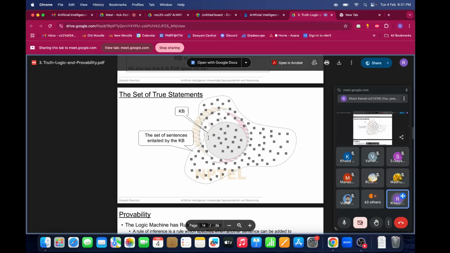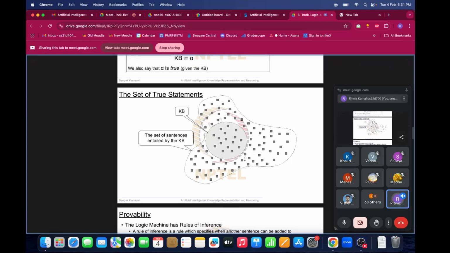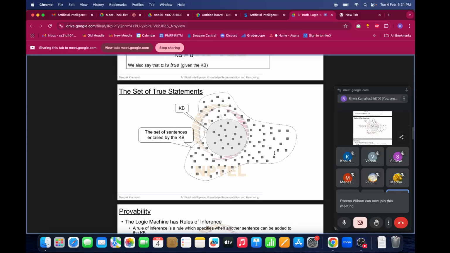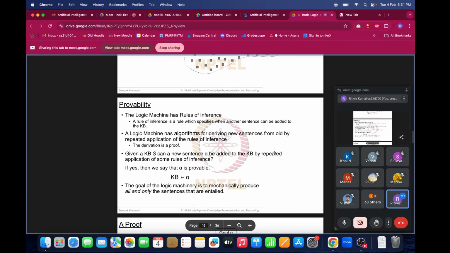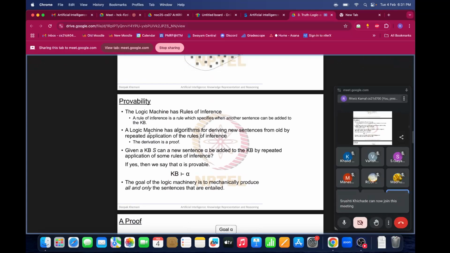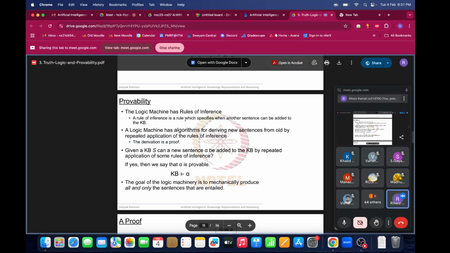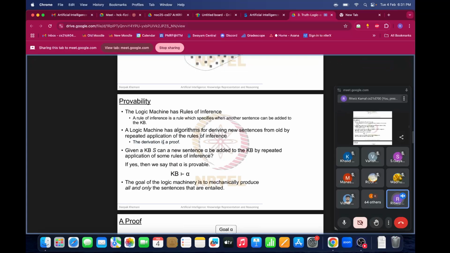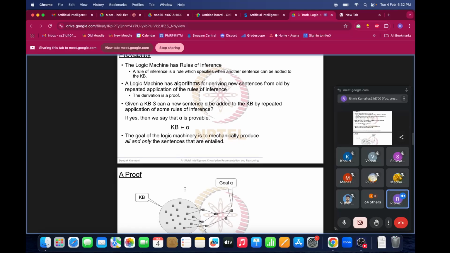Okay, so this is the knowledge base given to us. These are all the statements that are necessarily true given the knowledge base, because we assume that all the sentences in the knowledge base are true, and that is a given based on the definition of a knowledge base itself. Now let's look at provability. So provability says that the derivation is a proof, right? We use the rules of inference, apply them to the sentences or facts in the knowledge base, and arrive at a new sentence. That sentence is provable given the knowledge base, but may or may not be true.